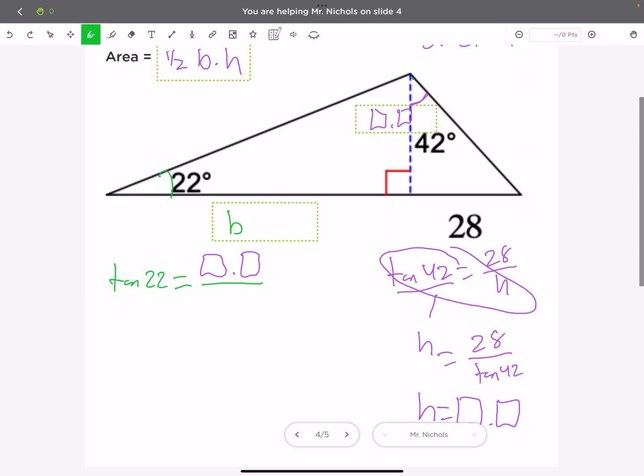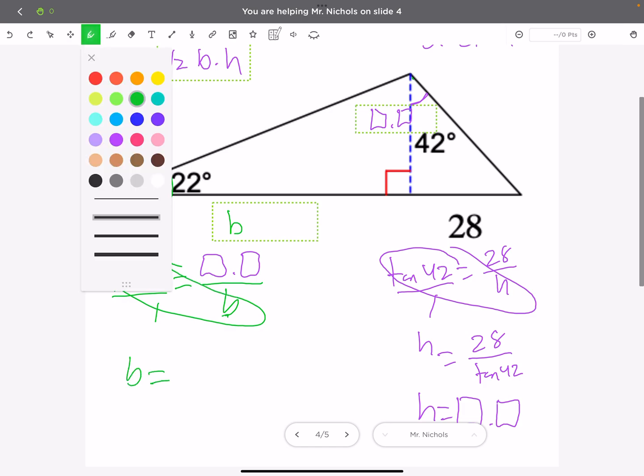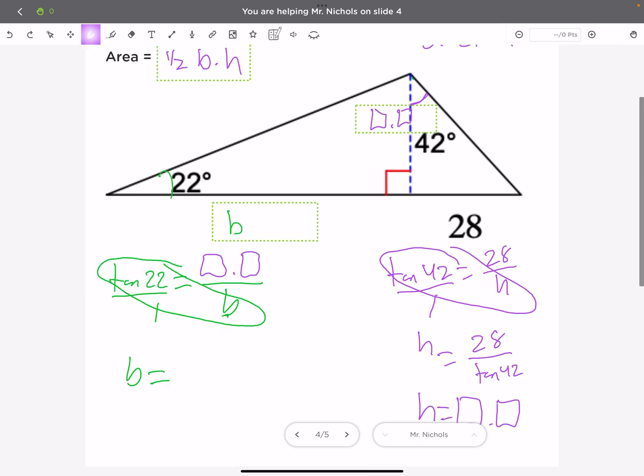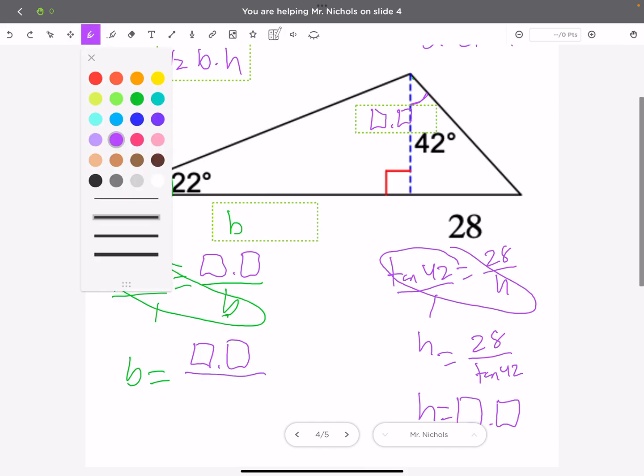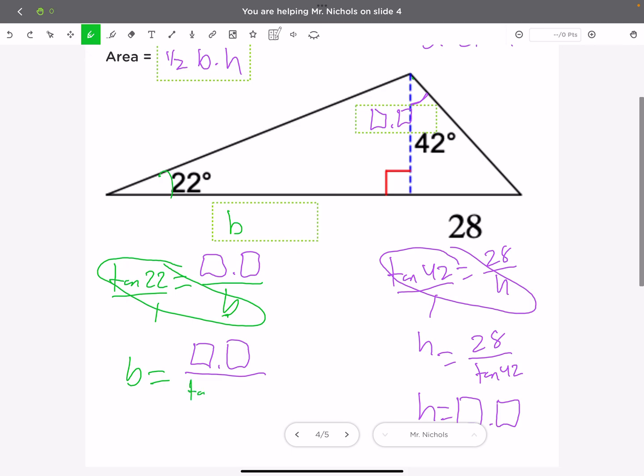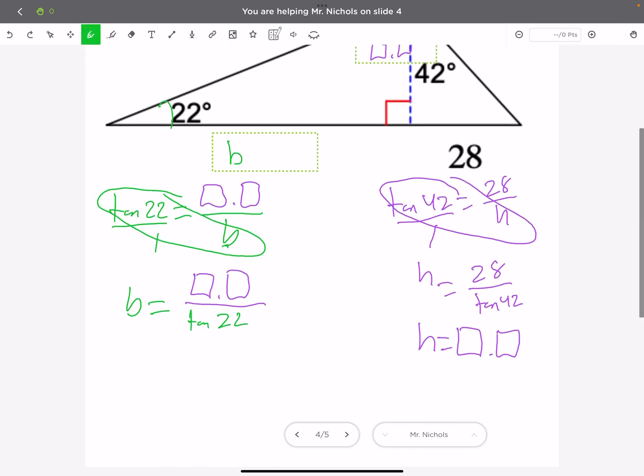divided by B is equal to tan 22. Once again, just like we did before, we can swap the B and the tan 22, and I get B is equal to whatever my earlier value was, rounded to the nearest tenth, divided by tangent of 22. You type that into your calculator, you get B is equal to some value like this. And then once again, this might be a 2-digit number, but it's rounded to the nearest tenth.